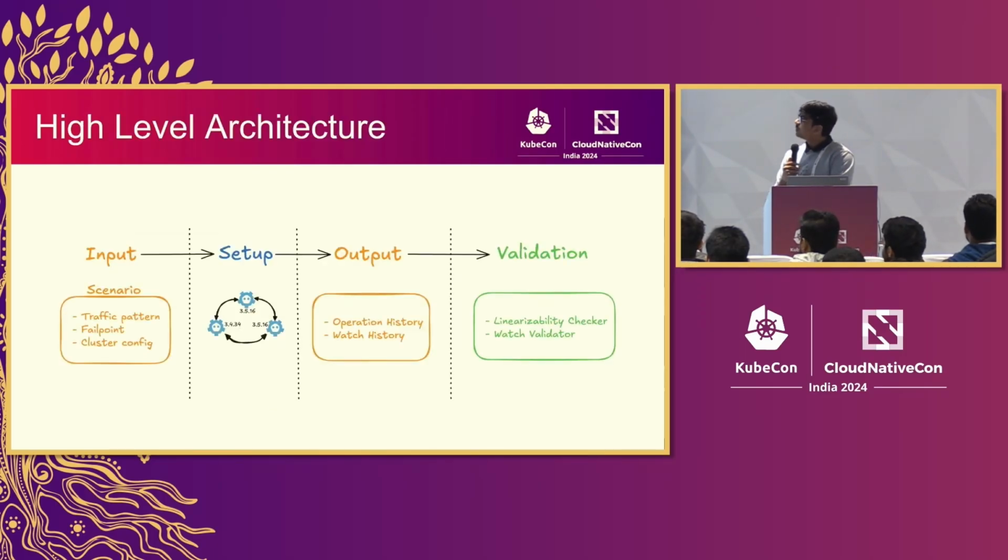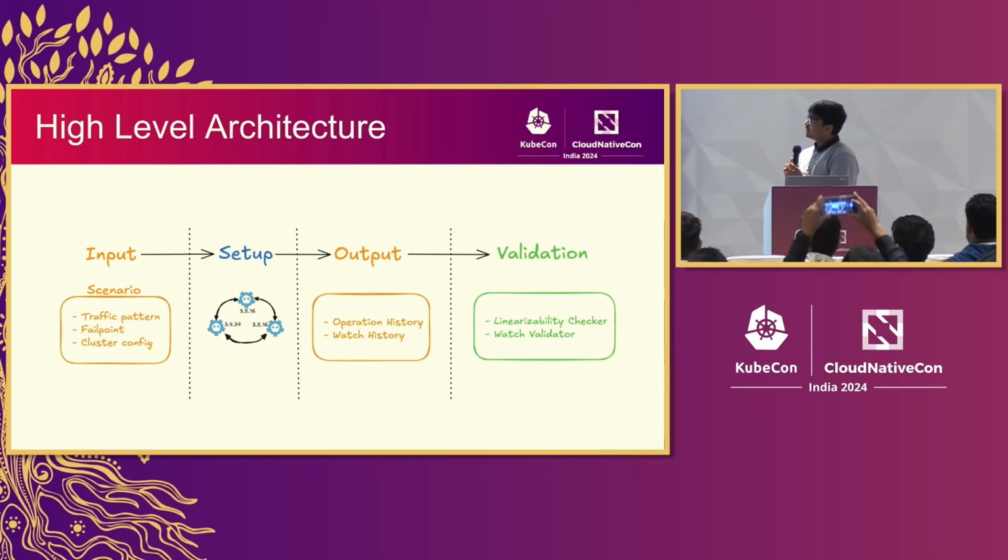Now that we know what robustness test is and why we need it, let's look at the high-level architecture of it. It starts with the random input, or what we call a scenario. A scenario essentially is a combination of different real-life disruptions that can happen. One of them is traffic pattern. It can be a high-traffic scenario or a low-traffic scenario.